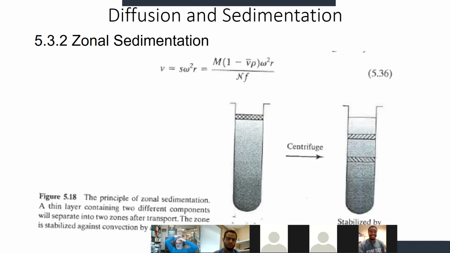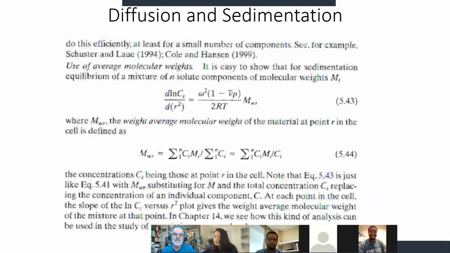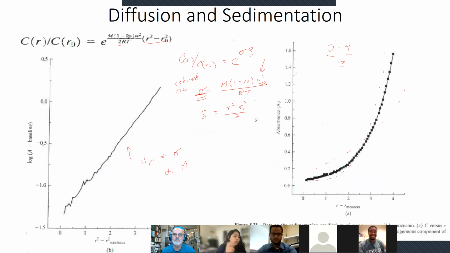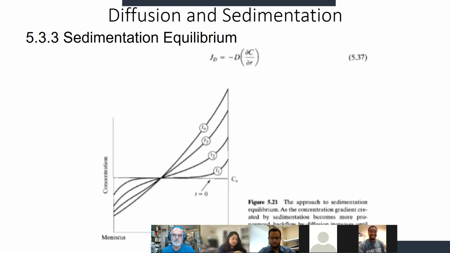Okay, let's get going. Or is everybody back? So in that technique that we just went over, velocity, we went over equilibrium. What I want you to appreciate is that you start out with a constant concentration. So everything is at the same concentration. And then when you start spinning, you get a boundary that sediments away from the meniscus, and you get material that pellets. And then over time, it establishes a constant gradient.